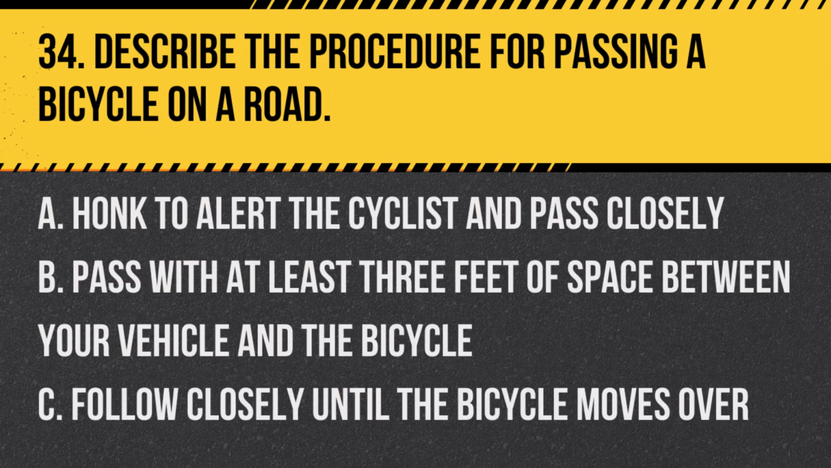Question 34. Describe the procedure for passing a bicycle on a road. A. Honk to alert the cyclist and pass closely. B. Pass with at least 3 feet of space between your vehicle and the bicycle. C. Follow closely until the bicycle moves over. Answer: B. Pass with at least 3 feet of space between your vehicle and the bicycle. When passing a bicycle, you should give at least 3 feet of space for safety.